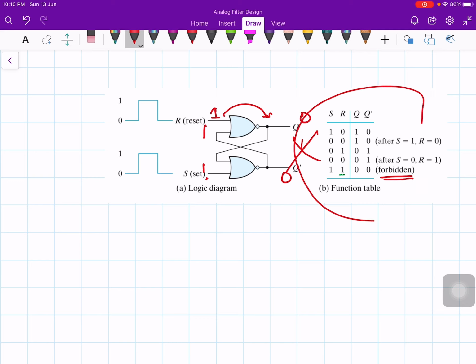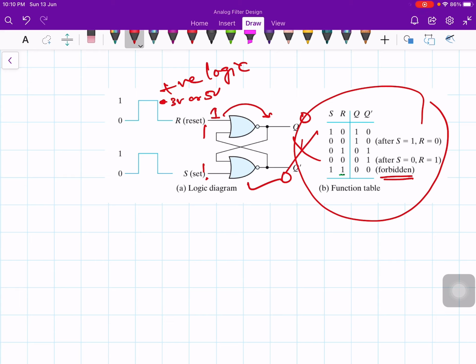So this is my function table of SR latch. And there is a logic diagram. And here we are using, of course, positive logic. So 1 represents positive voltage and 0 represents 0 voltage. Maybe this can be like 3 volts or 5 volts, and so on. That's how one can analyze the SR latch.